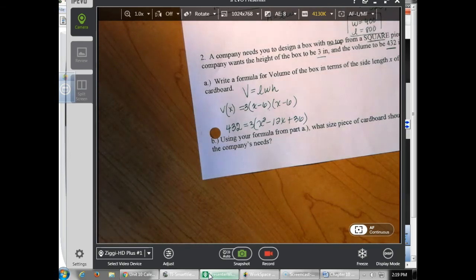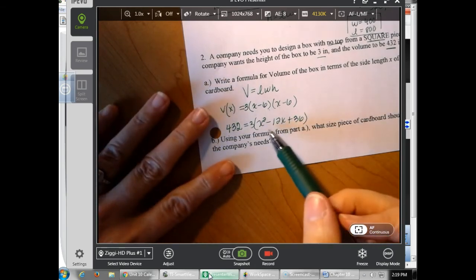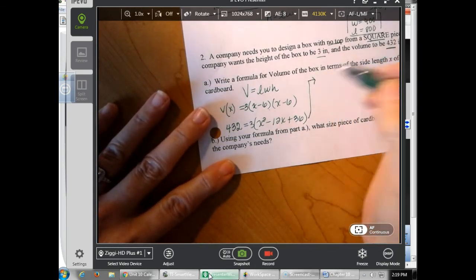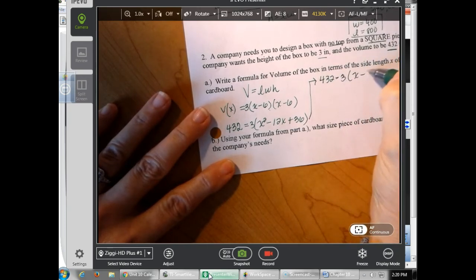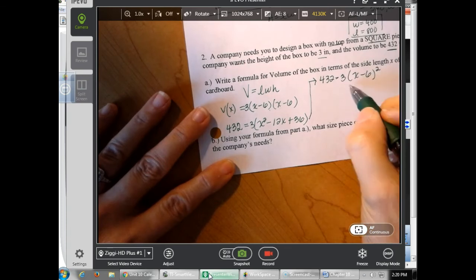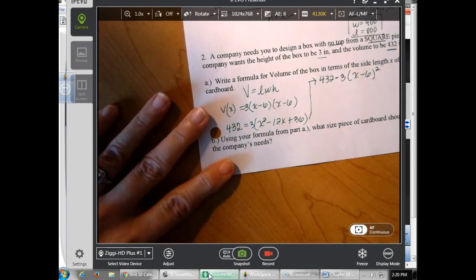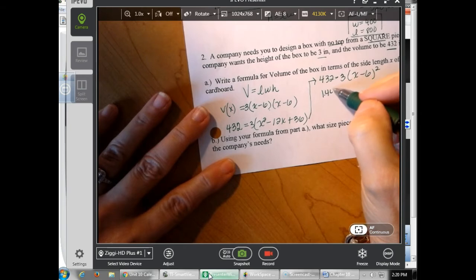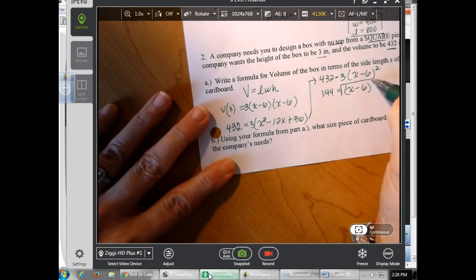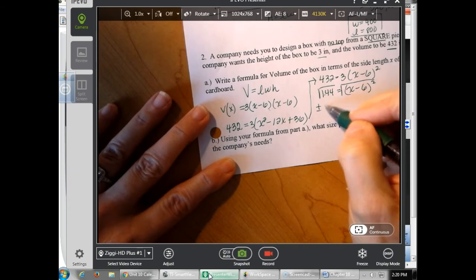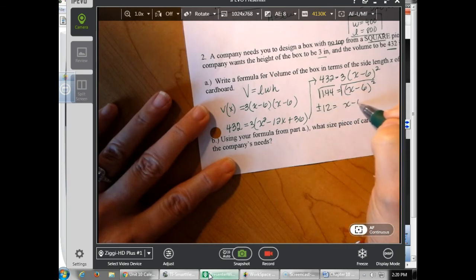Actually, I don't even have to graph this. I could just go ahead and solve it from right here. Instead of distributing this out, if I had just left it, 432 is equal to 3 times x minus 6 all squared. So I'm just going to start by dividing both sides by 3. Then I get 144 is equal to x minus 6 all squared. Then I would square root both sides. Plus and minus 12 is equal to x minus 6.